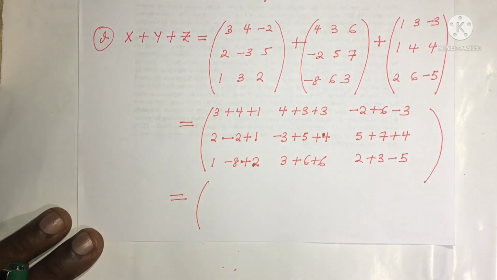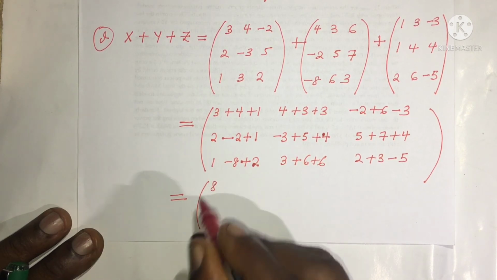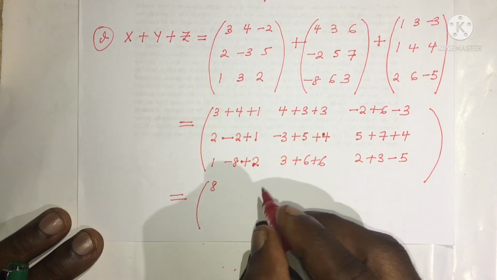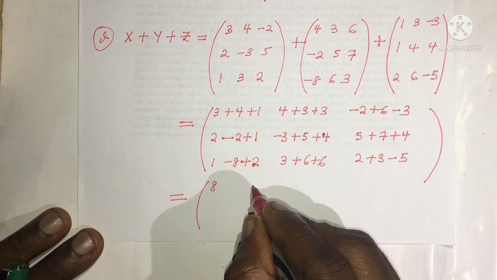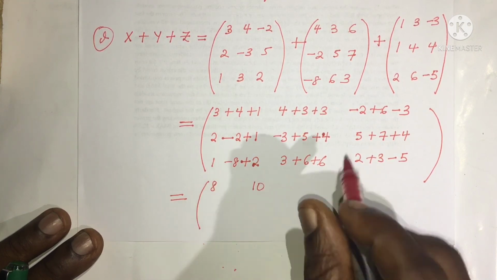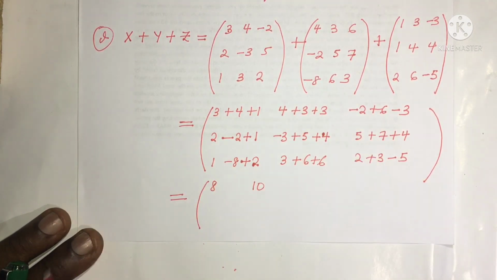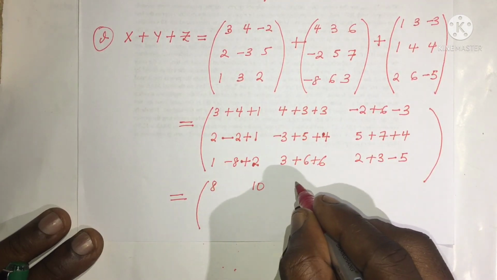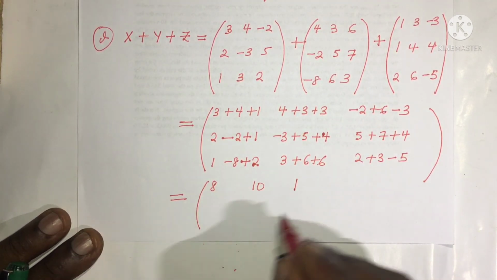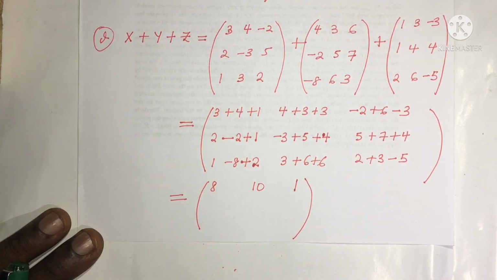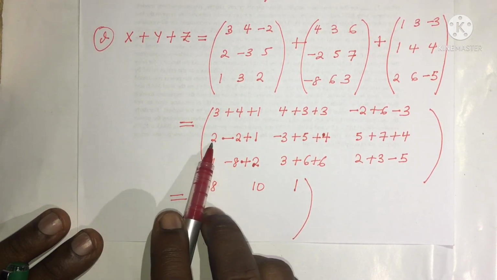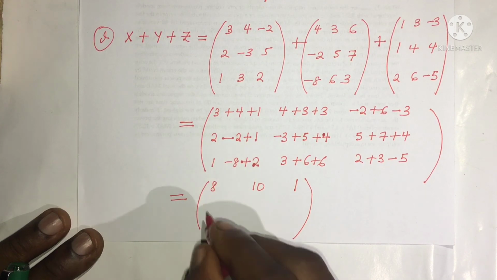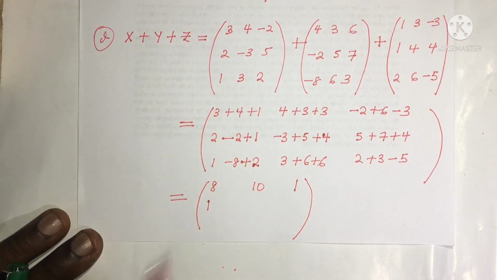So if you simplify that, you would end up having this. 3 plus 4 plus 1 will give you 8. 4 plus 3 plus 3 will give you 10. Minus 2 plus 6 is 4. 4 minus 3 is 1. So you have that for the first row. For the second row, 2 minus 2 is 0. 0 plus 1 is 1. So I'm going to write 1 there.